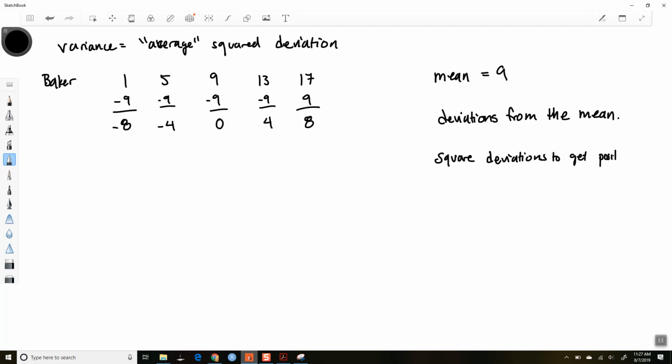So if I square negative 8, I get what? 64. Negative 4 squared is 16. 0 squared is 0. Here I get 16, and here I get 64. So these are my squared deviations. And the variance is the average of the squared deviations.